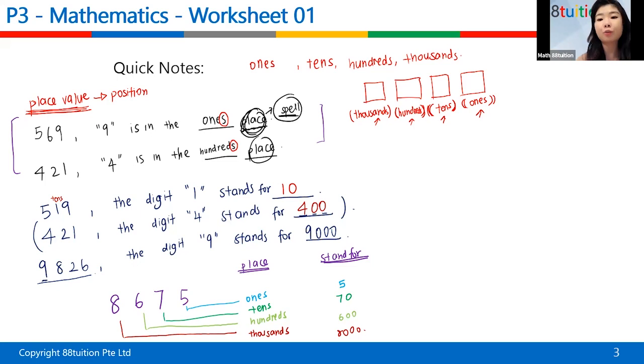Okay, so now if I were to ask you all, how do I spell out 8,675? Can you type in the chat group? If I need to convert this number into a word format, how do you do so? Can you type it out in the chat group? Let me see what answers y'all can give me.